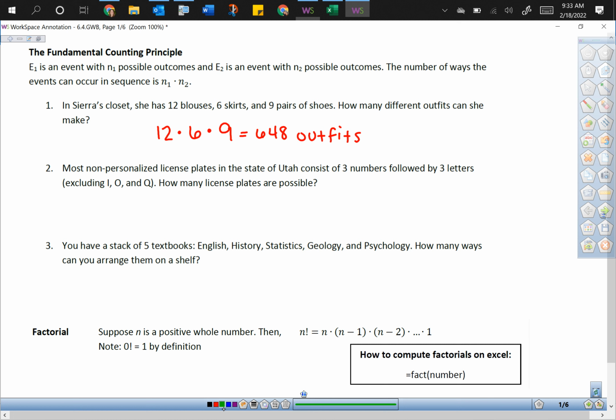Now, sometimes things are not as easy to understand and to figure out in your head as number 1. So what I do when I see a problem like this is I think through what the license plate should look like. It's going to have 3 numbers followed by 3 letters, okay? Now, when it says 3 numbers, how many choices do they have for numbers? 10, right? 0, 1, 2, 3, 4, 5, 6, 7, 8, 9. So we have 10 options for my first number.